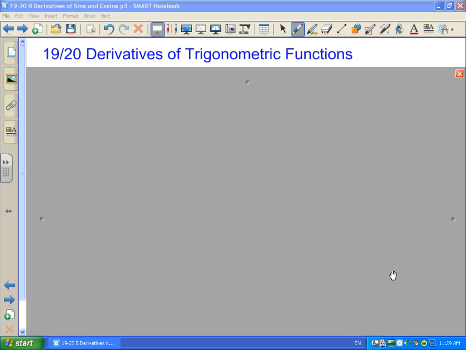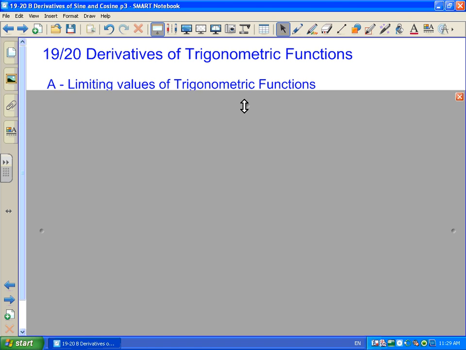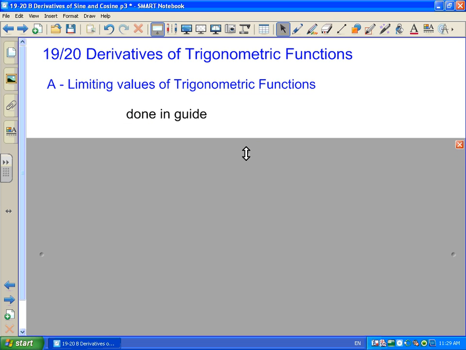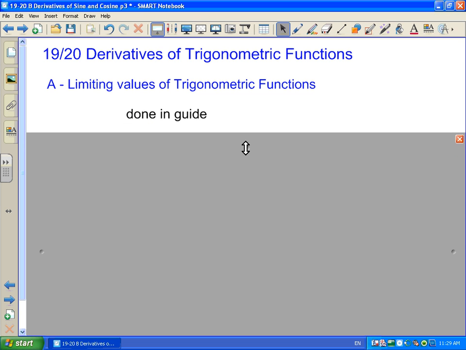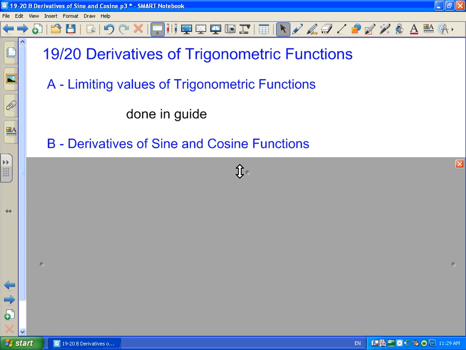Okay, so this is the first lesson on Unit 1920, derivatives of trig functions. What we're going to cover today is, well, I'm going to cover box A, limiting values of trig functions. Yeah, that's done in the guide, so I'm not going to talk about it at all. Okay, so we're on to box B, derivatives of sine and cosine function.